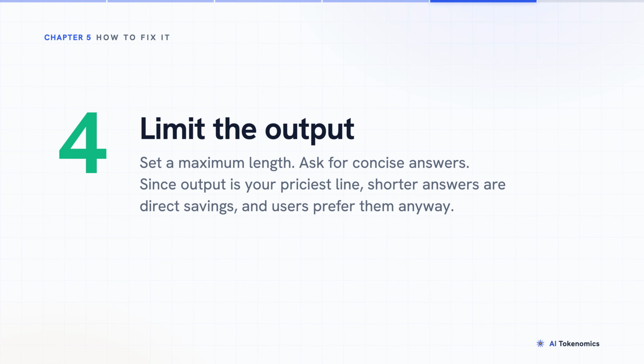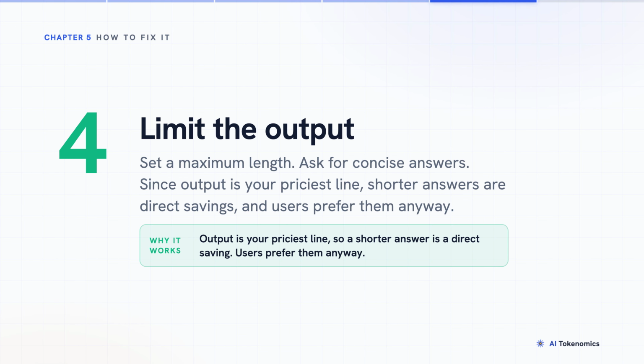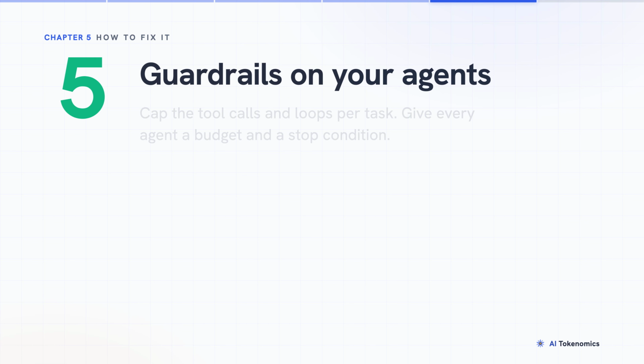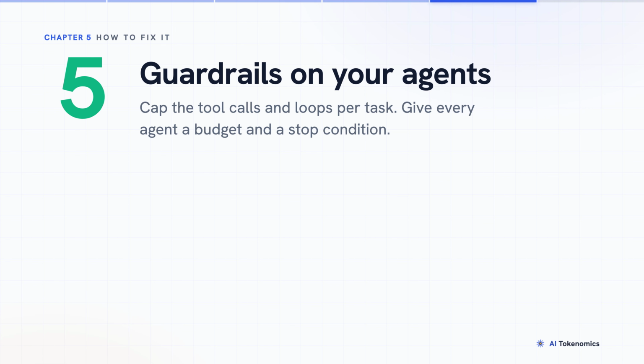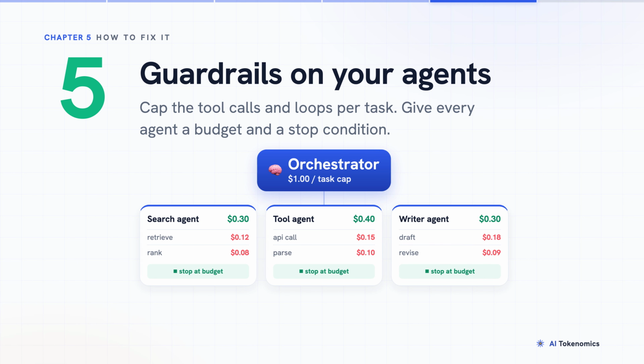Move 4. Limit the output. Set a maximum length. Ask for concise answers. Since output is your priciest line, shorter answers are direct savings. And honestly, users prefer them anyway. Move 5. Put guardrails on your agents. Cap the number of tool calls and loops per task. Give every agent a budget and a stop condition. An agent without a budget is a blank check.